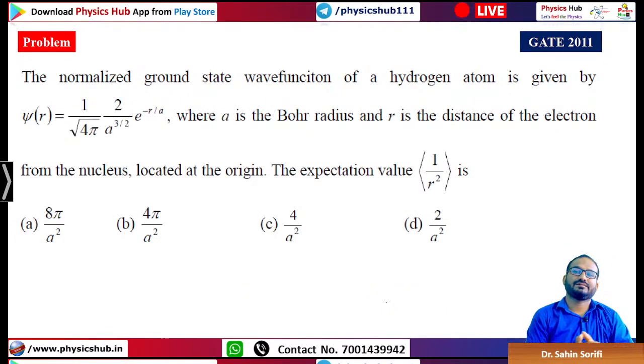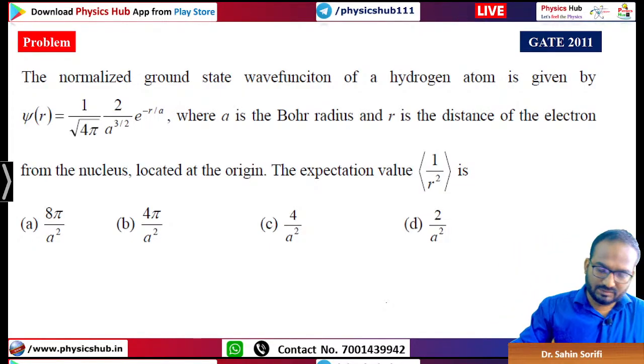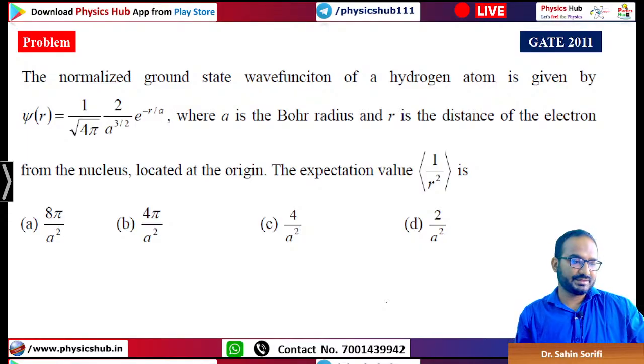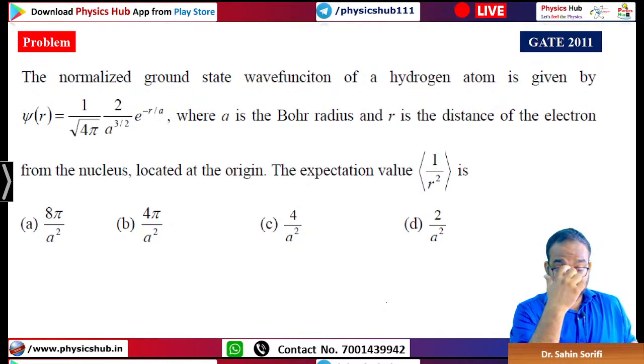Okay, do this one. The normalized ground state wave function of a hydrogen atom is given by this. The expectation value of 1 by r square is. This is the last question, then we'll wrap up the session and hydrogen atom will be over. Can you do this?